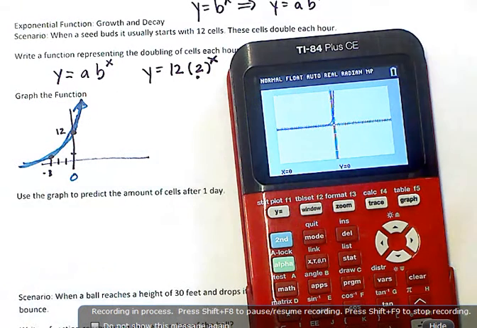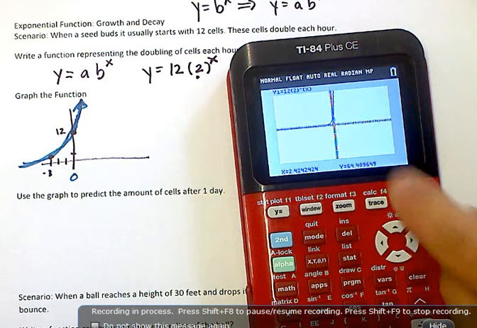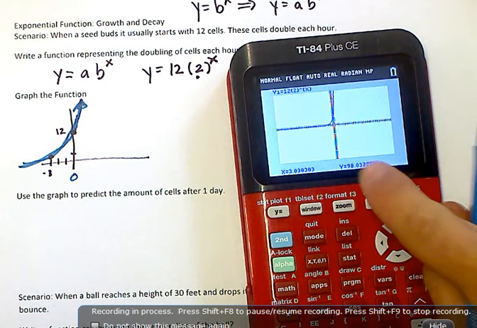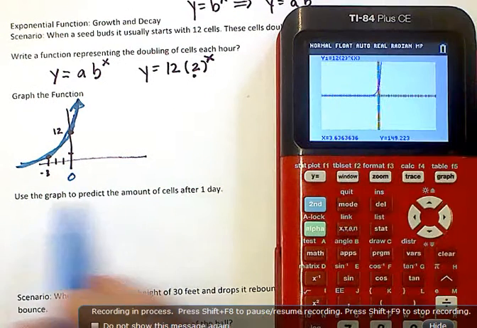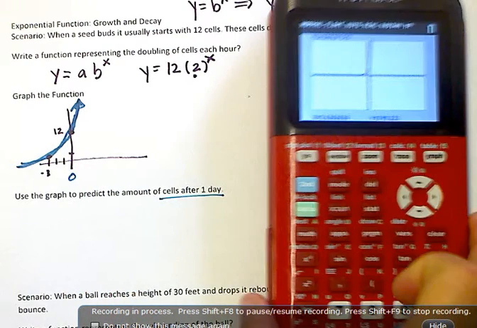Now, some things we want to look at is what's happening. You can see how quickly it's going up. After about 2 hours, we're about 64 cells. 3 hours, you're about 98. And the question I asked you is use the graph to predict the amount of cells after 1 day. Okay? Now, 1 day in hours is about 24 hours.